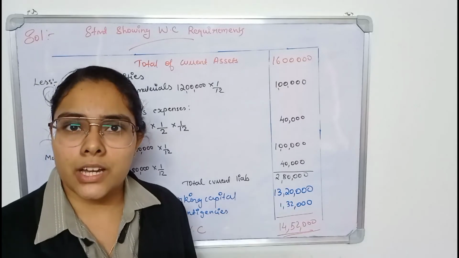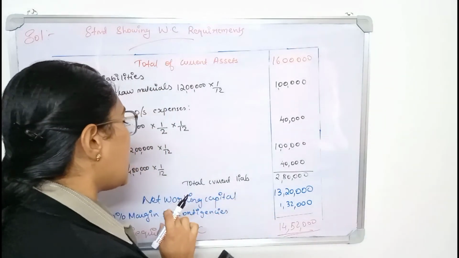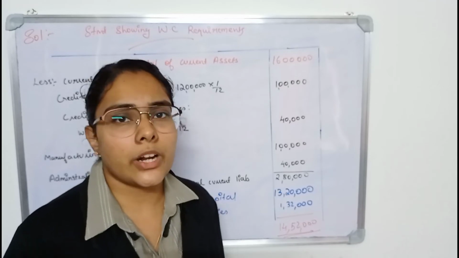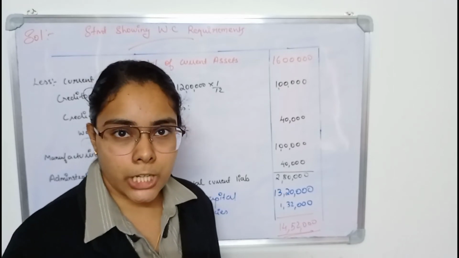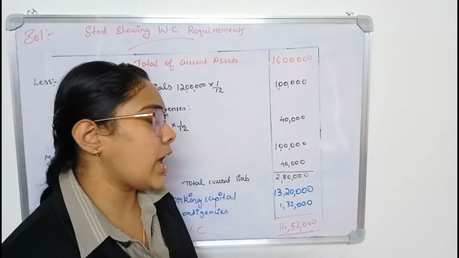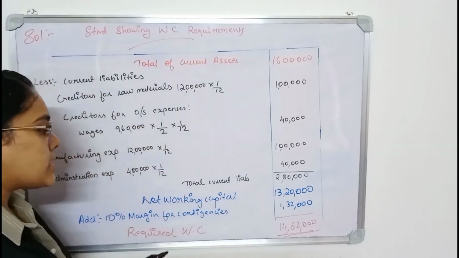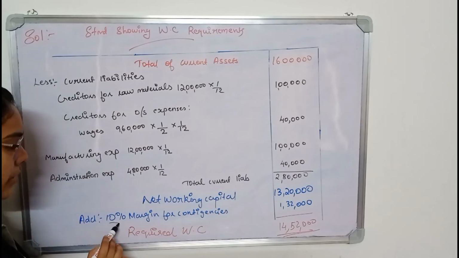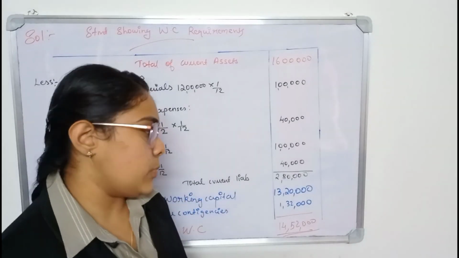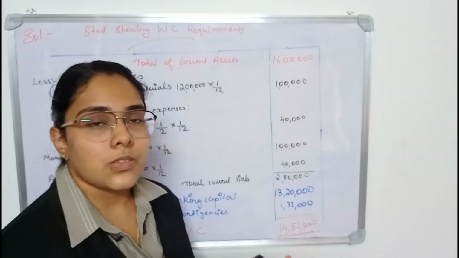You will solve it similarly to how we did the previous problem. Only one difference: when you find the net working capital, you have to calculate the amount of contingencies, which will be given as a percentage. So you have to find that particular percentage of net working capital, and add that to the net working capital to find out the required working capital amount. In our question, the percentage of margin for contingencies was 10%. So we calculated 10% of the net working capital, which is 1,32,000, and you have added that to the net working capital. So that's it.